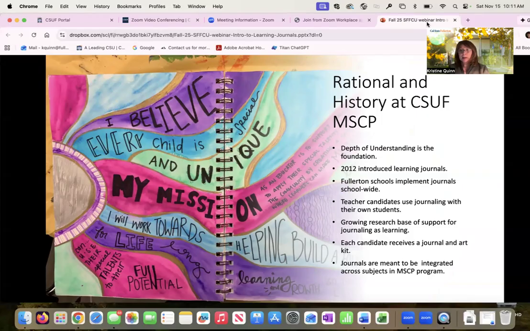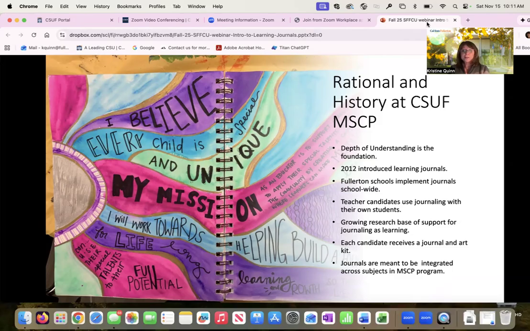So just to give you a little bit of background about how we use them here at California State University in the multiple subject credential program. Here's an example in the background of a student utilizing their art journal to state their learning philosophy. So it began as a tool for depth of learning. It was introduced in 2012 by my colleague, Dr. Andrea Guillaume, and myself. And we were working with a school district, Fullerton School District, who was also implementing learning journals with their students.